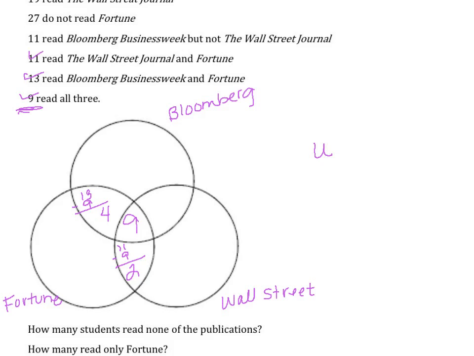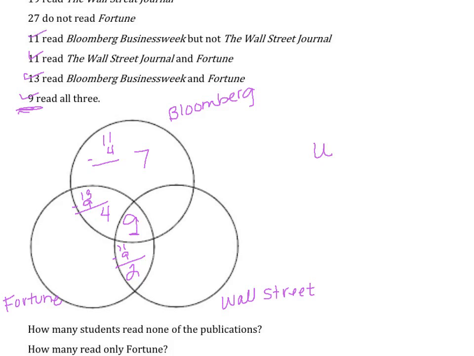It says 11 read Bloomberg Business Week, but not the Wall Street Journal. So if we go to just Bloomberg, we don't even have to take into consideration the middle 9 here because that would include those who read the Wall Street Journal. So we can assume in here would be 11 minus 4, the ones who read Bloomberg and Fortune. So there are 7 that read just Bloomberg only.